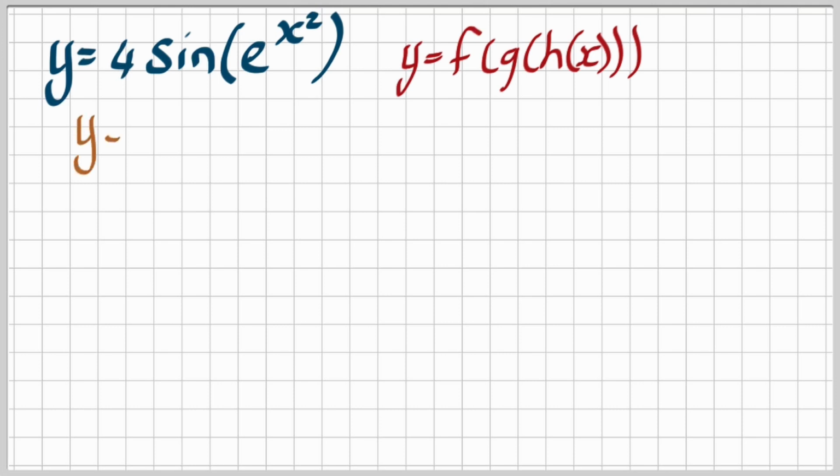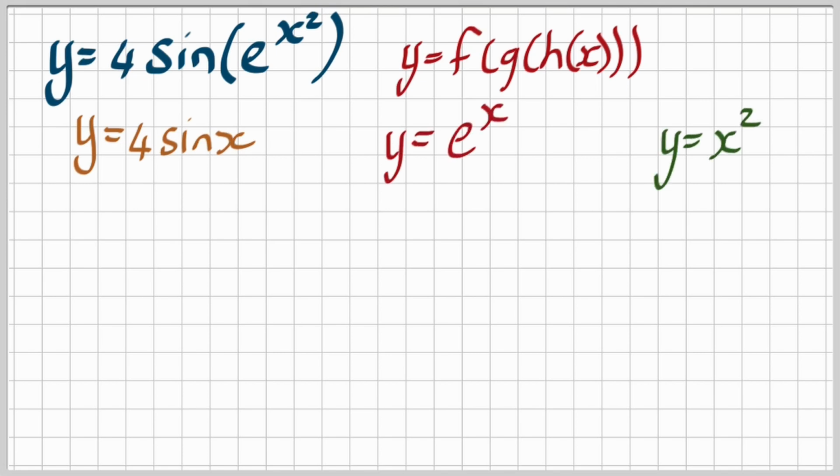First of all, I have the y equal to 4 sine of something. Then I've got y equal to e to the something. And then I've got y equal to x squared. So my innermost function is going to be y equal to x squared. But our outermost function is going to be y equal to 4 sine x. That is f. Your e to the x is going to be g. And then your x squared is going to be your innermost function.